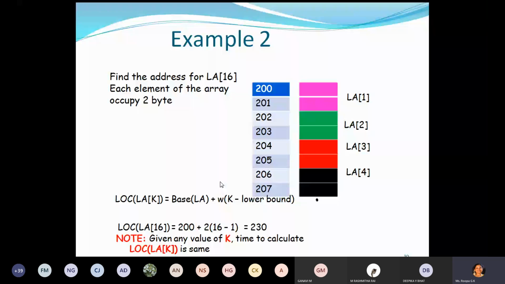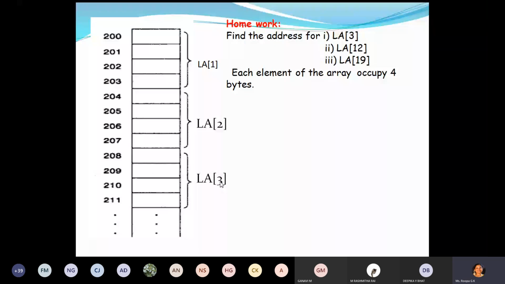Take down this. What is the W value? 4. W is 4. Two, not 8. Find the address for LA of 3, LA of 12, and LA of 19.